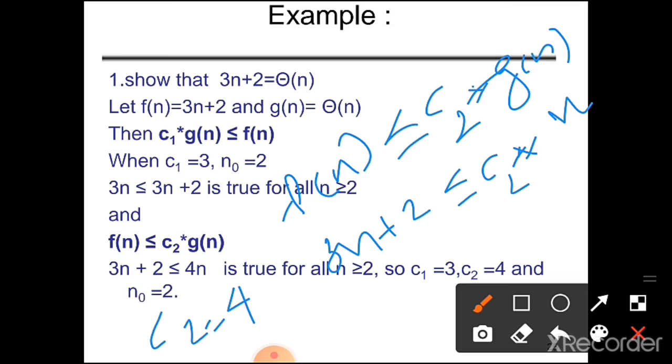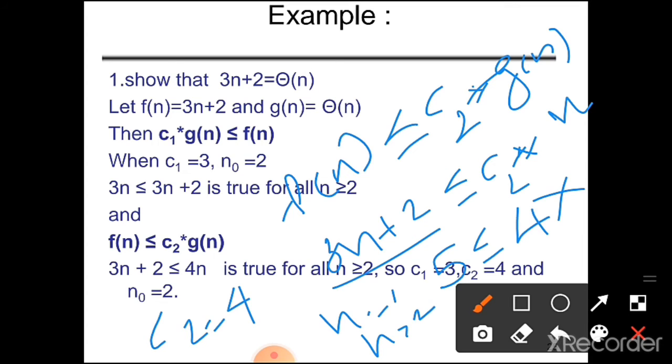Then 3n plus 2, if n is equal to 1, assume that n is equal to 1. What is the value? 3 into 1 plus 2, that is 5. 5 is less than or equal to c2 into n, where c2 value is 4, 4 into 1 is 4. So this condition is false. So n naught value is not 1. So we assume that n is equal to 2. If n is 2, what is here? 3 into 2, 6 plus 2, 8. 8 is less than or equal to 4 into 2, that is 8. So this condition is true.